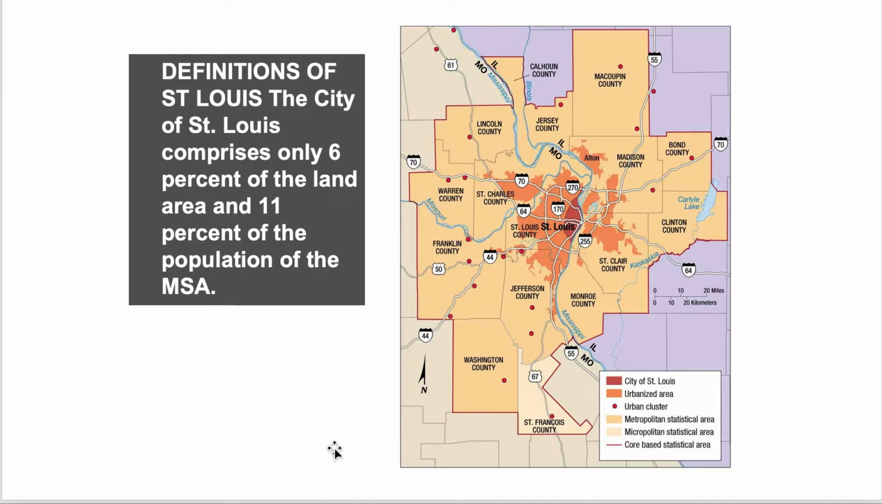So here you have different definitions of St. Louis. The area in red here shows the actual city of St. Louis. Then you have urban areas and then urban clusters. The area that is outlined in red is the core-based statistical area. The lighter is the micropolitan statistical area, and then this darkest color of peach is the metropolitan statistical area.